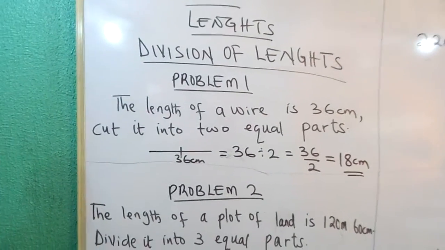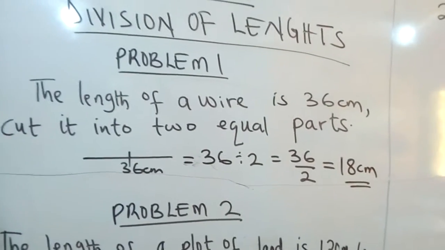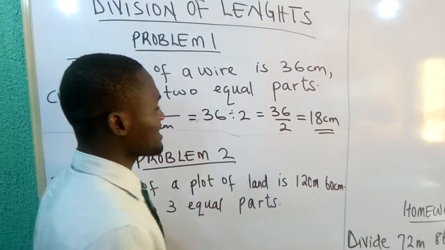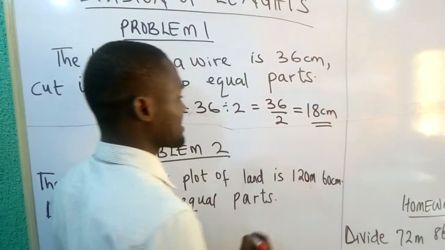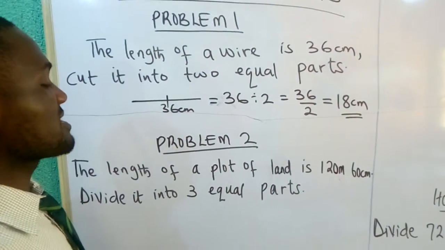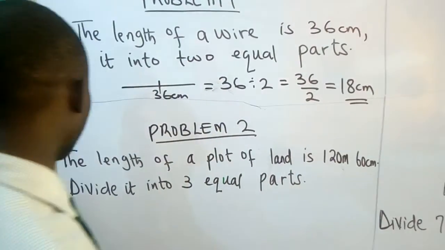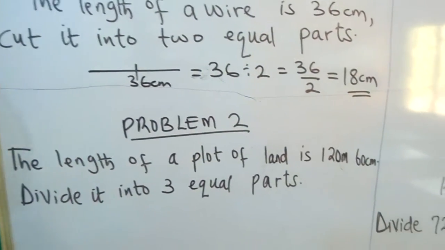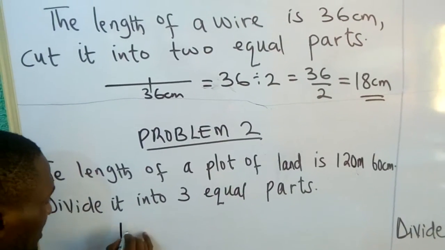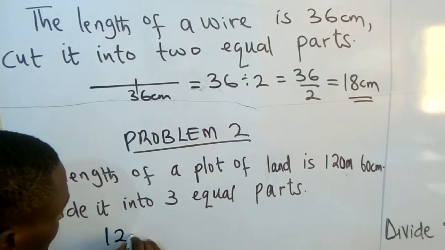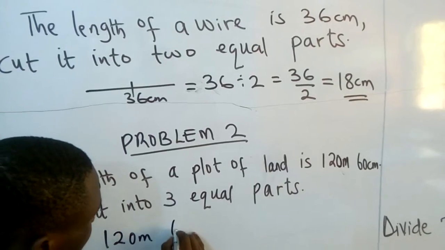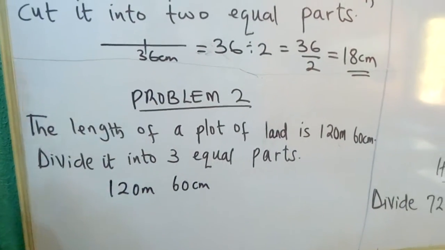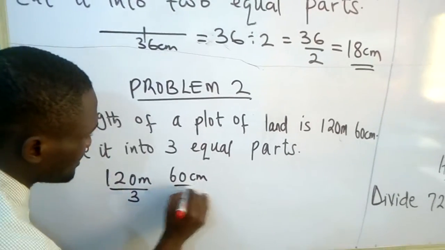as the answer. So the second question on the board is: the length of a plot of land is 120 meters, 60 centimeters. Divide it into 3 equal parts. We simply have 120 meters, 60 centimeters. We divide it as in a division of decimals, this over 3 and this over 3.